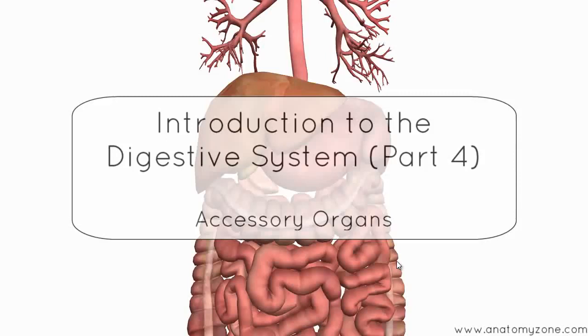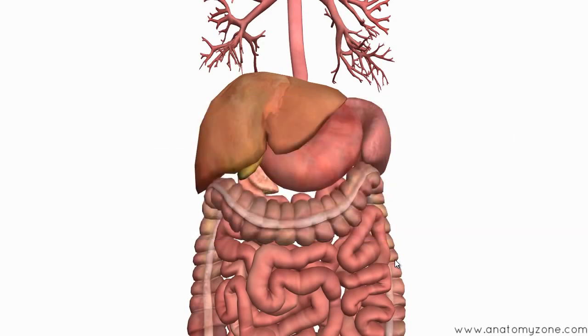So I'll just quickly talk about the accessory organs of digestion. We've got 3 accessory organs of digestion, excluding the salivary glands, which I talked about in the first part on the mouth and pharynx. In this tutorial we're going to talk about the 3 accessory organs of digestion in the abdomen. The 3 accessory organs we've got in the abdomen are the liver, the gall bladder and the pancreas.